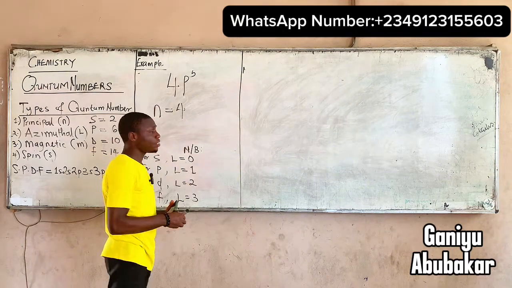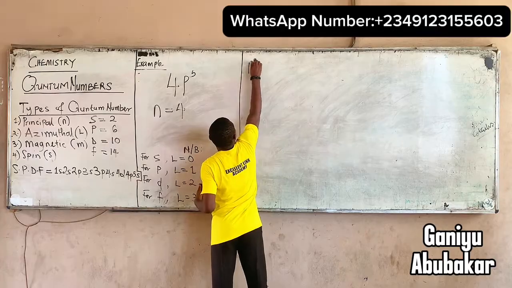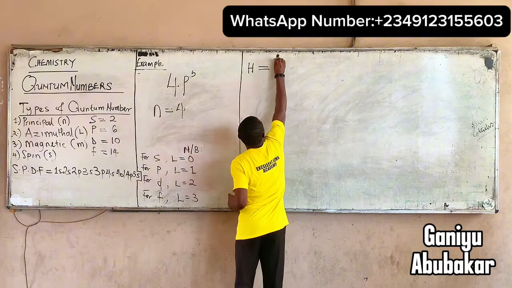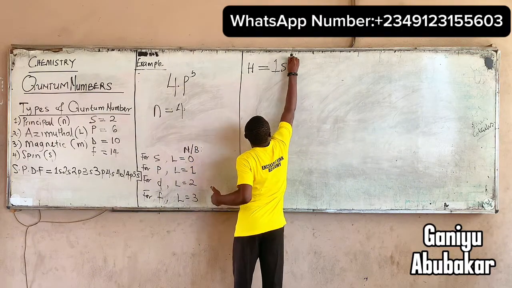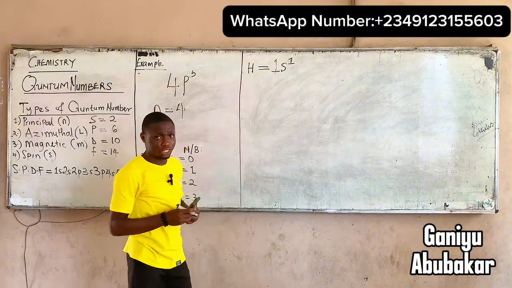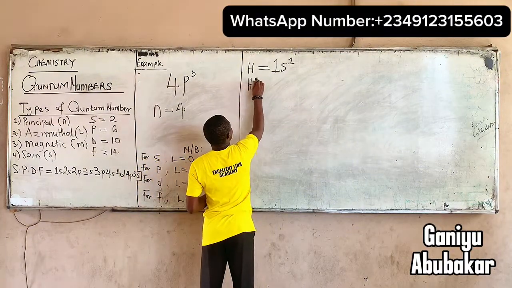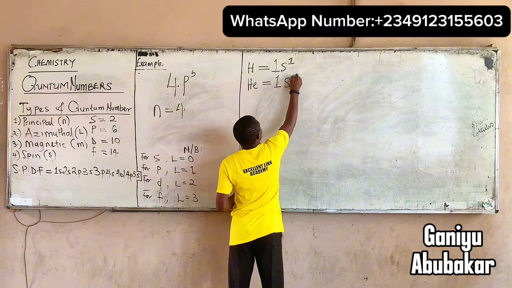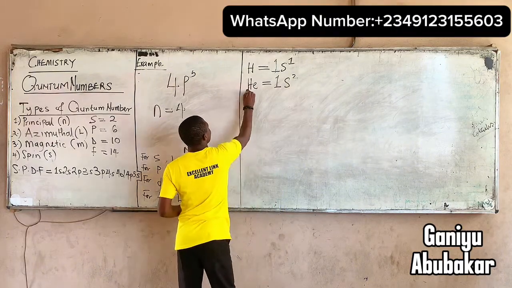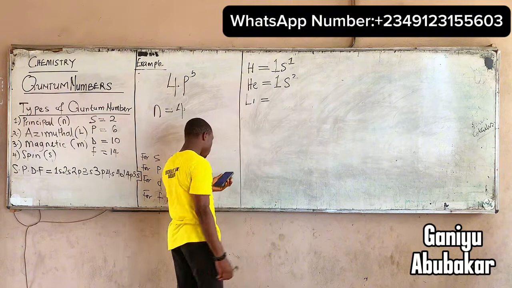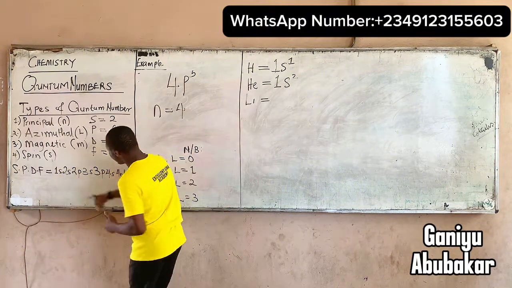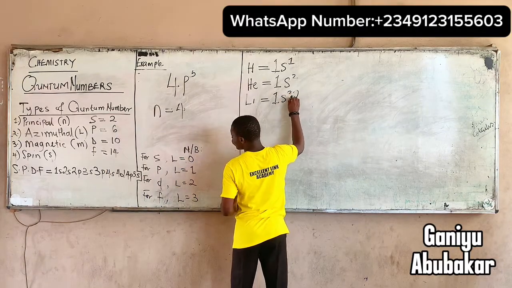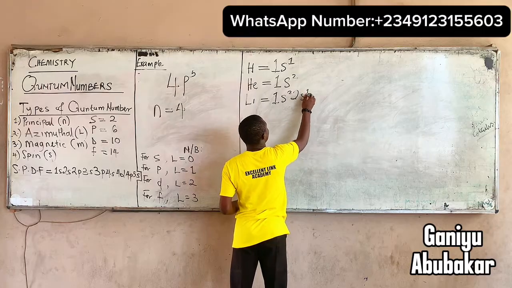Let's start with hydrogen, please. For hydrogen, what's my SPDF configuration there? That becomes 1s to power 1. For helium, He, that becomes 1s squared. For lithium, Li, that becomes 1s squared, 2s to power 1. This is my SPDF configuration for lithium.